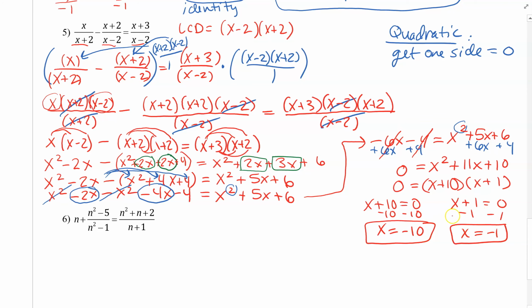And neither one of those was an excluded value. The only things x can't be are negative 2 and positive 2. So in this case, there's actually 2 answers. So that happens sometimes too. So these functions are going to cross each other twice. They're going to intersect each other twice.